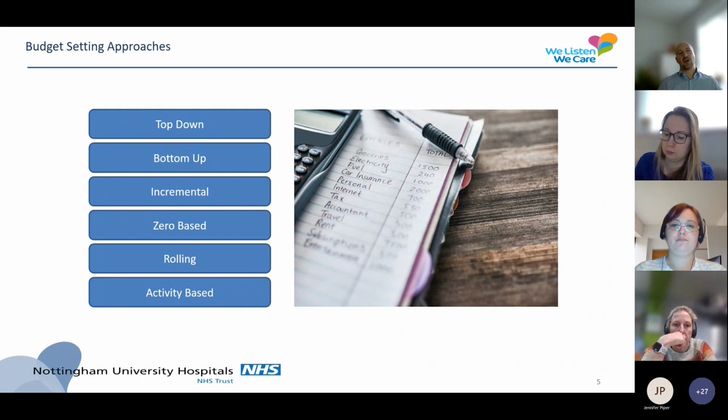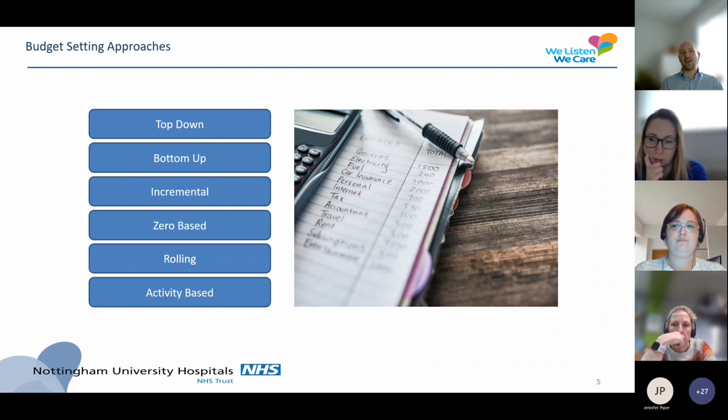So there's different approaches to budget setting. First one, top-down budget setting, is essentially an exercise whereby senior managers within an organisation will set a plan that they then devolve out to budget holders and budget managers within the organisation. And essentially, these tend to be high-level plans because the senior managers don't have the level of detail.